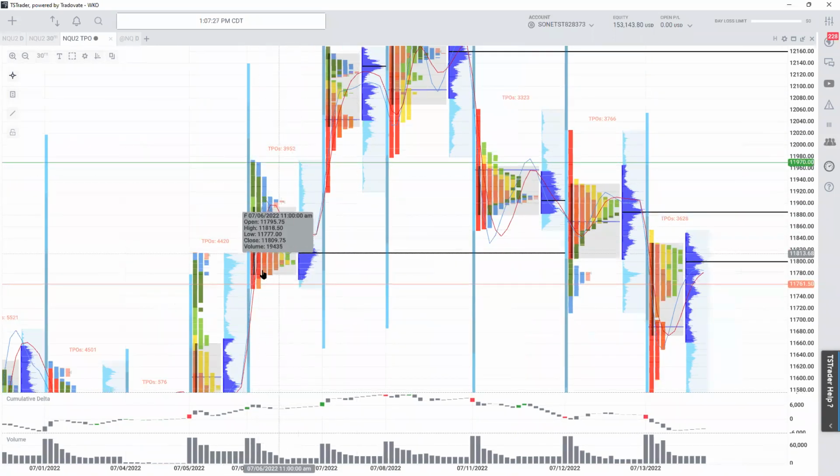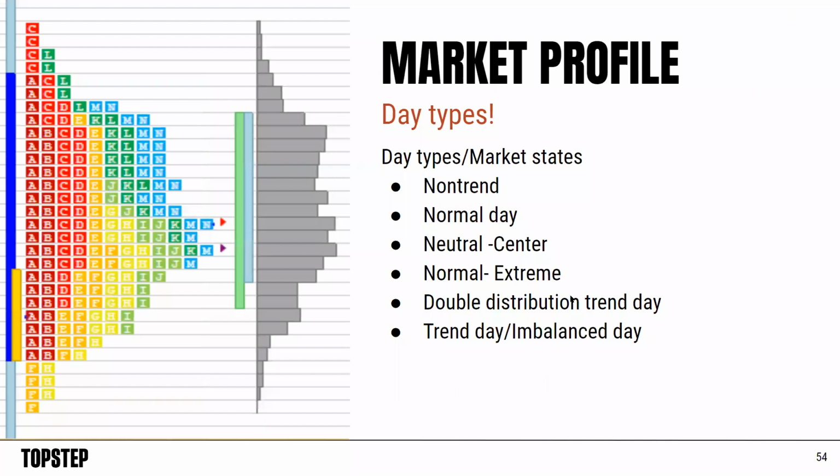Another normal variation day where we extend outside the initial balance, but there's no real directional move to it. A neutral center is a day like this, where the market has traded outside of the initial balance but puts forth a very even bell curve. A normal extreme would be similar, but the point of control would be at one extreme or another.